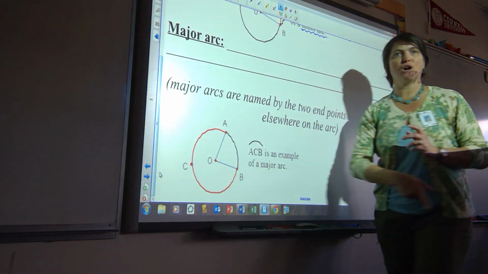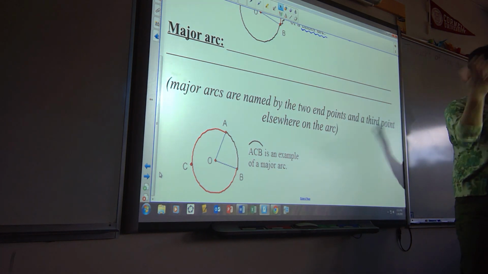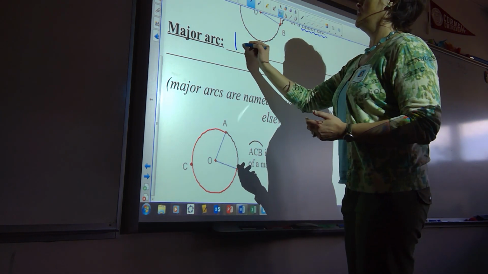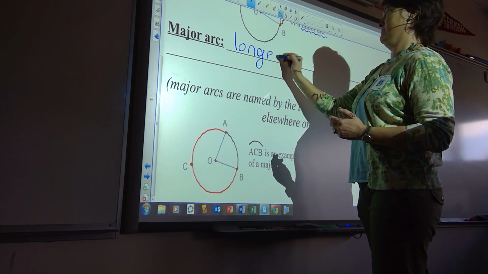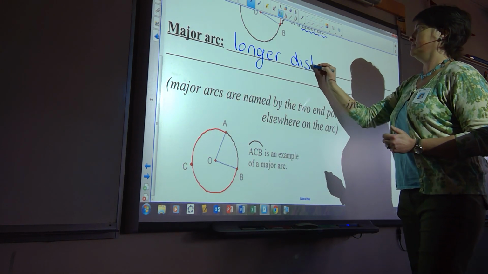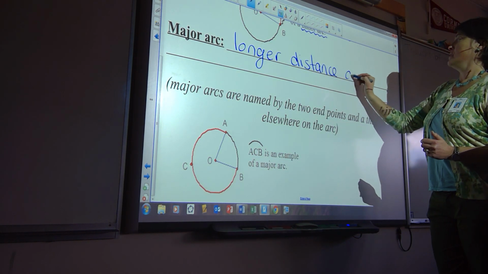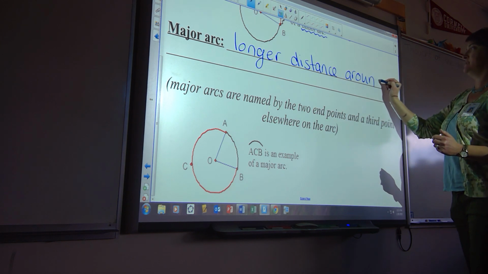Now, a major arc would be the longer distance around the circle. So the longer distance around the circle between 2 points.